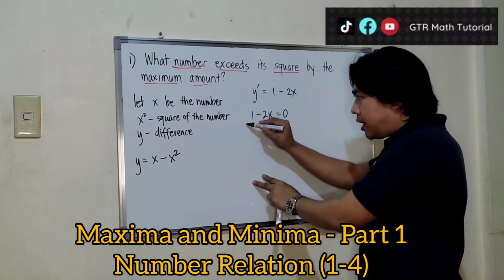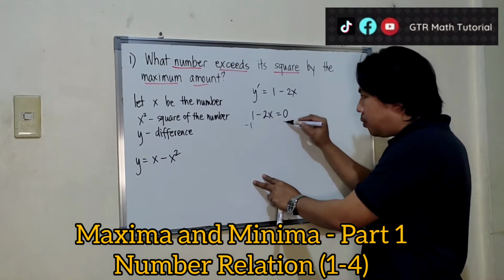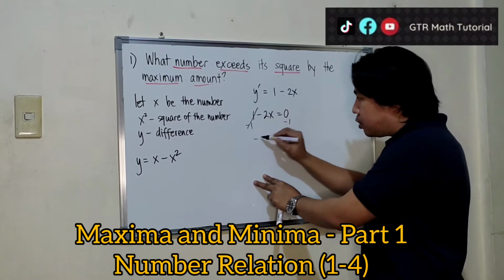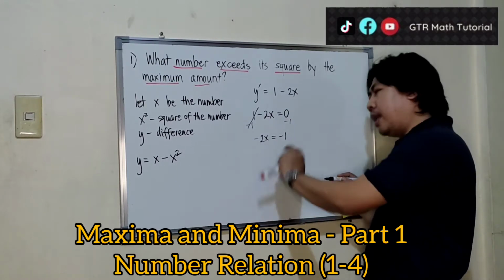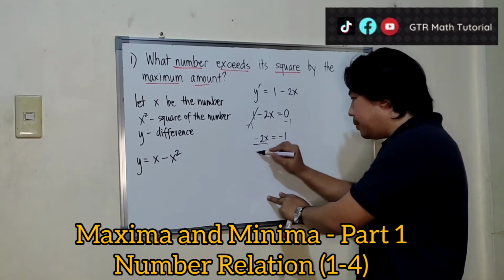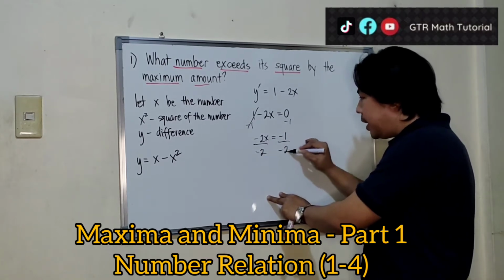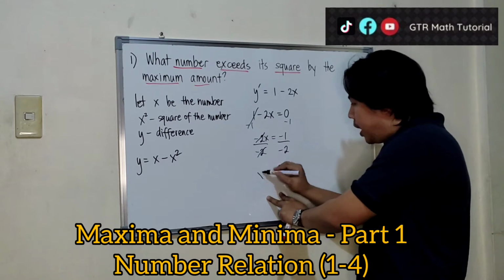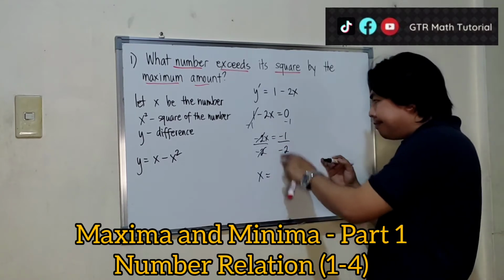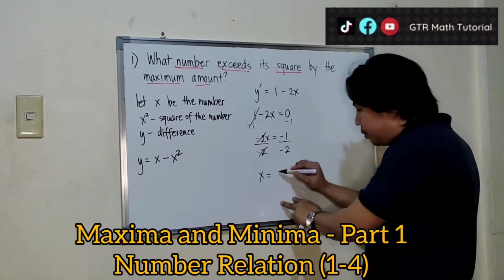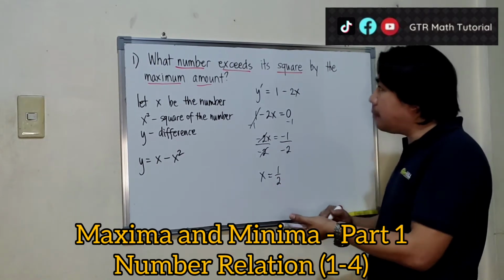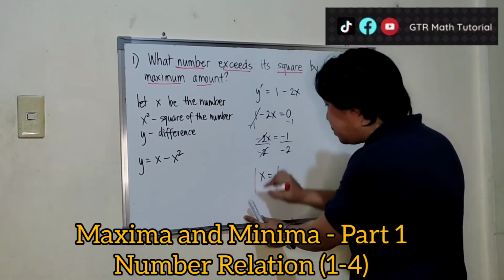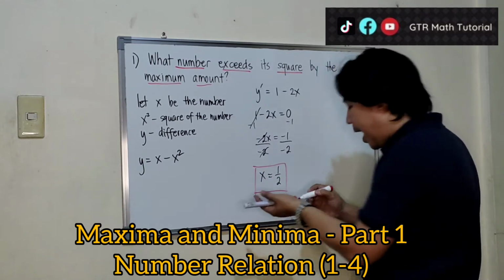Subtract 1 from both sides. So we have minus 1 on both sides, so they cancel out. So negative 2x equals 0 minus 1, which is negative 1. Then divide both sides by negative 2. So they cancel out. Therefore, the number is equal to negative 1 over negative 2, so that is positive 1 half.